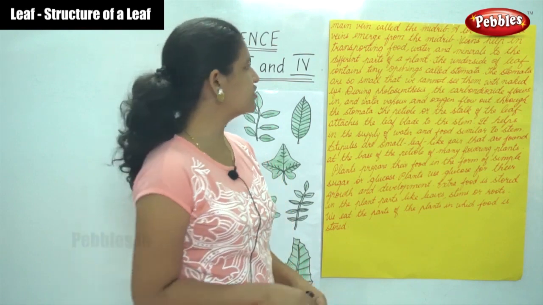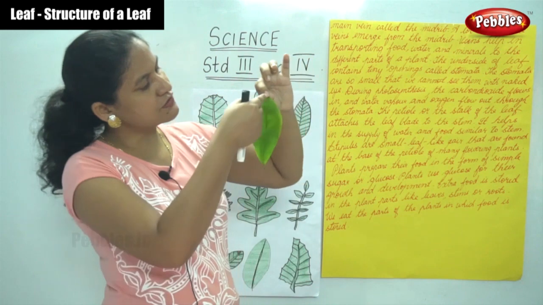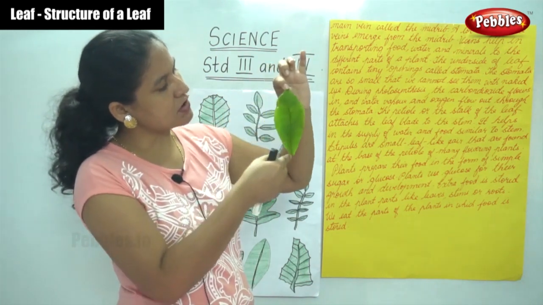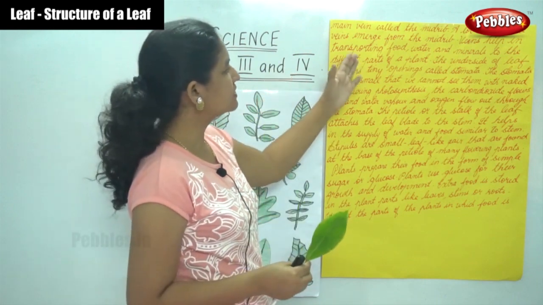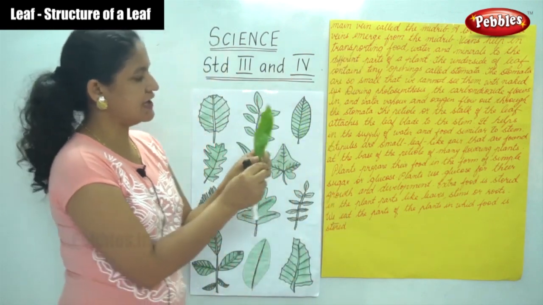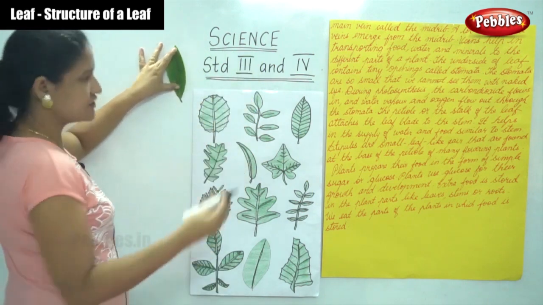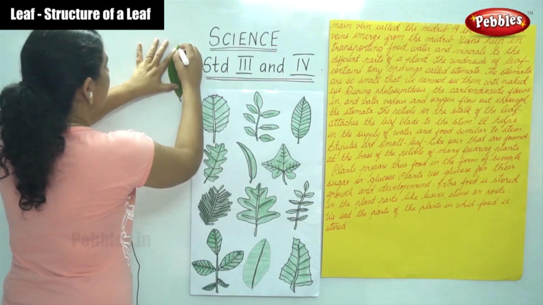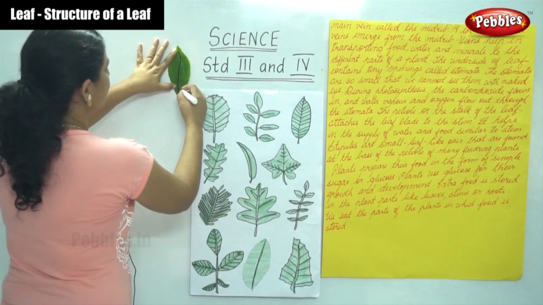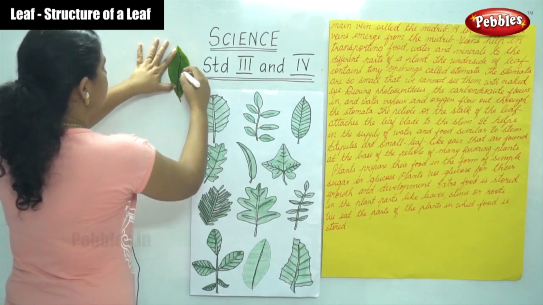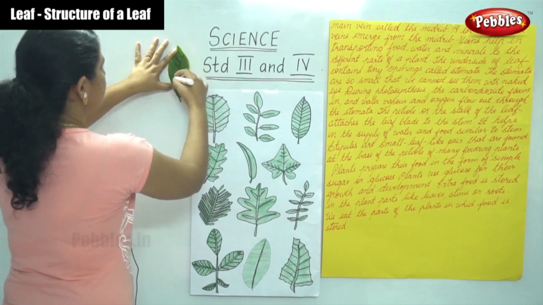So in the center of the leaf runs the main vein called the midrib. If you take note of this, this is called the main vein, that is the midrib. Many side veins emerge, and these are the side veins that arise from the main vein, that is the midrib.